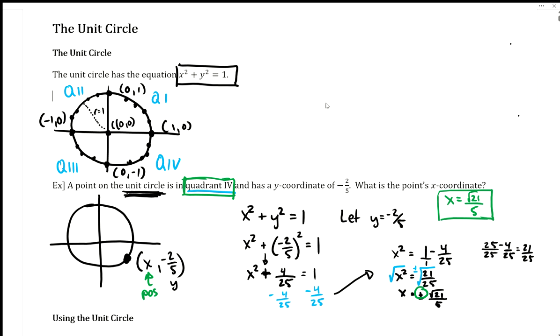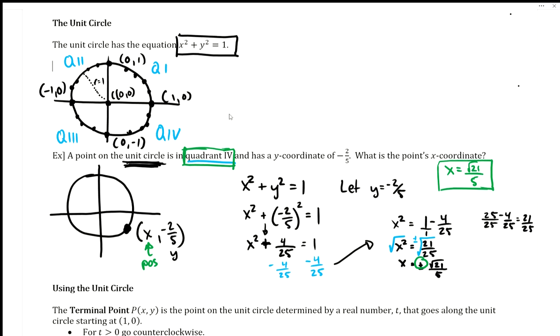Hi everyone, and welcome to our video on using the unit circle. So we have our previous information from the last video still here. As a reminder, the unit circle is using the equation x squared plus y squared equals 1, where we drew it out and we have those 4 easy points to find.